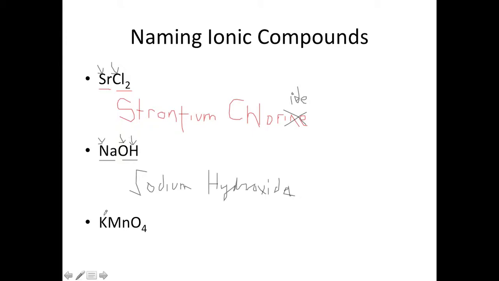How many capital letters do we have? 1, 2, 3. So my bell's going off. It's saying ding, ding, ding. Don't just use the periodic table. Use the chart of polyatomic ions.